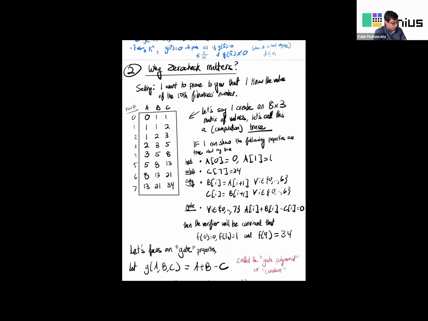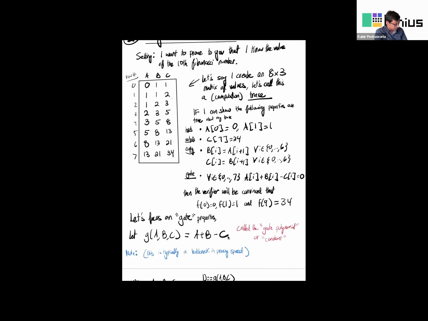So the things I need to prove are some boundary constraints, like inputs and outputs, showing you that I started with 0 and 1 and I ended with 34. I need to show some copy constraints, which are that all these values on the diagonals are exactly the same. And finally, I need to show you some gate constraints, which say that the ith plus the I+1th Fibonacci number is always equal to the I+2th Fibonacci number. If I can do all those things, the verifier is convinced.